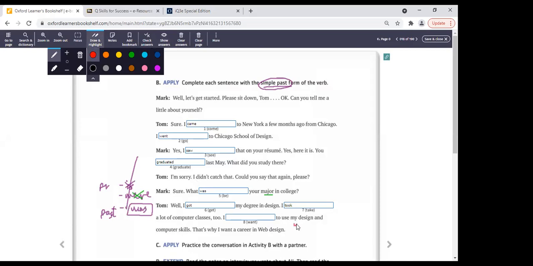In the past or in the present, nothing will change. I think we should put ED. I wanted. We add ED. Even with like, I liked. All the verbs will change. The only verbs that don't change are the irregular ones.